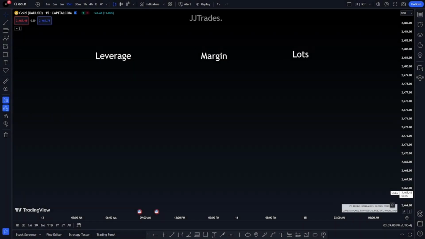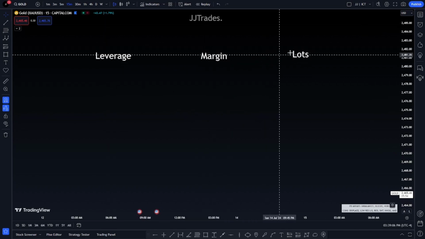Welcome to episode 8 of my core basis curriculum. In this episode, I'm going to be teaching you the difference between leverage, margin, and lots.